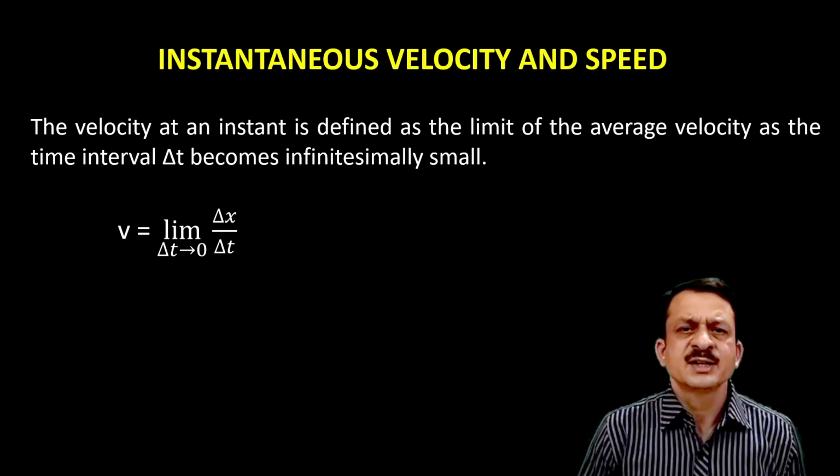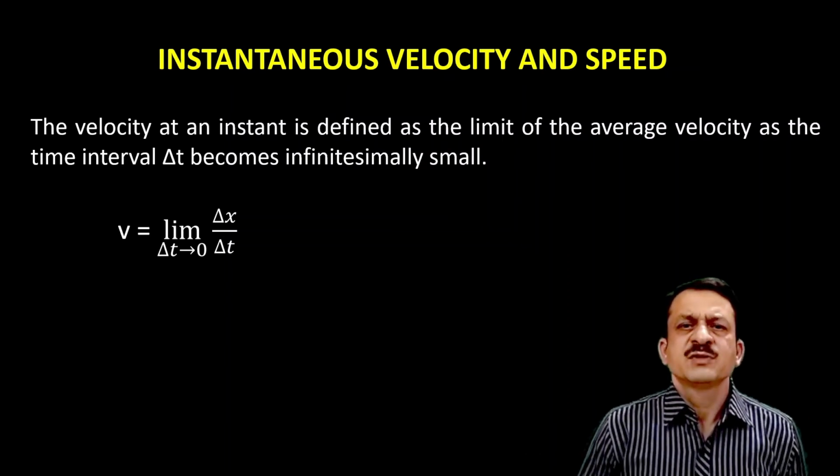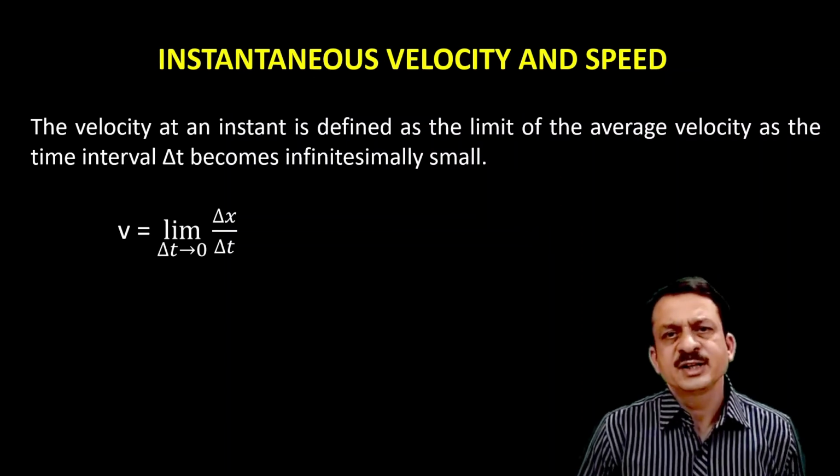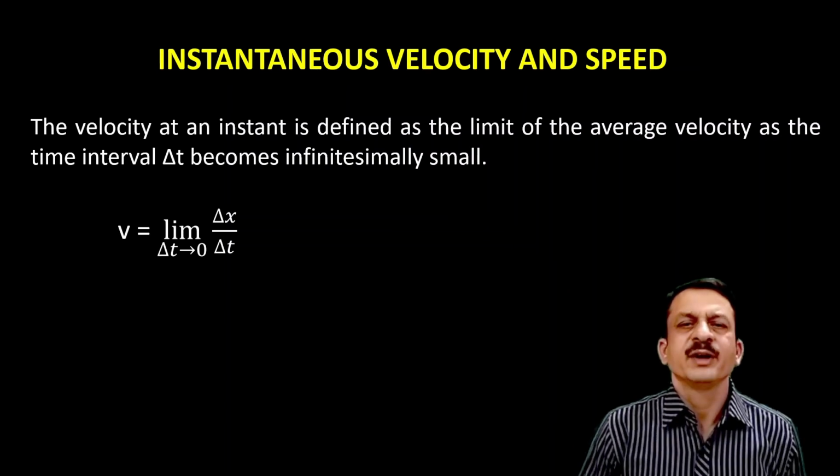Therefore, the instantaneous velocity v is equal to the limiting value of average velocity, that is delta x by delta t as delta t tends to 0, is how we read it.